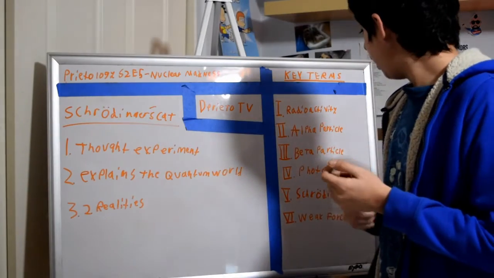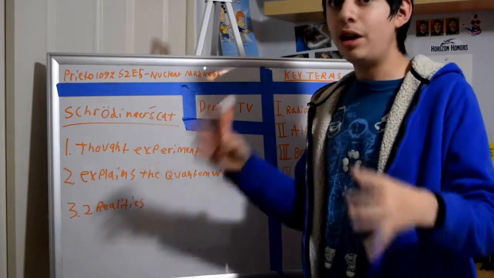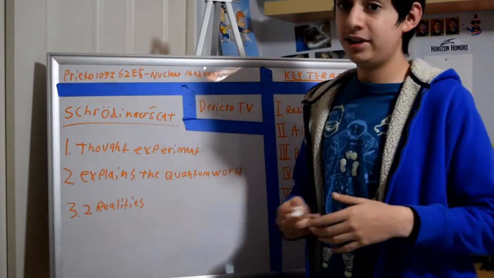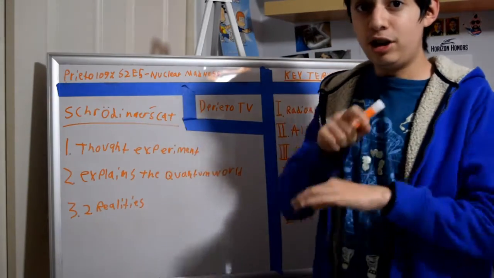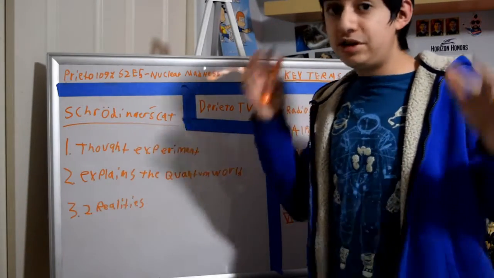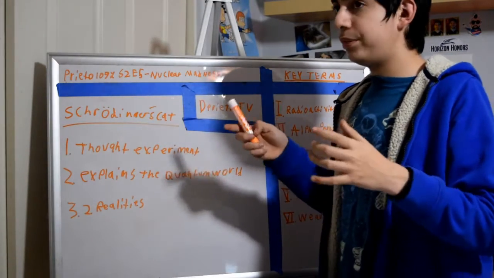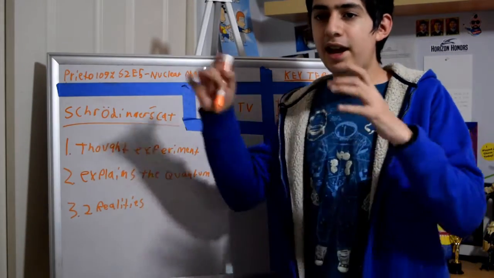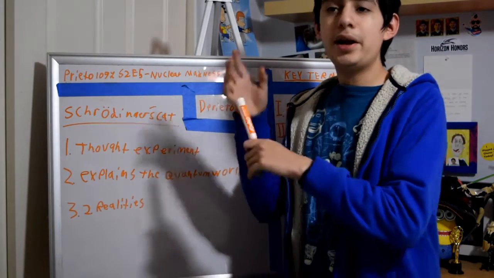Alright, so our fifth term is really some quantum weirdness for you. It's called Schrodinger's cat. I don't know if you heard about this, but this is a thought experiment. This is a hypothetical experiment that you're not supposed to do in real life because that would be animal abuse. The context of the experiment: there's a cat in a box with some poisonous gas and some radioactive material.